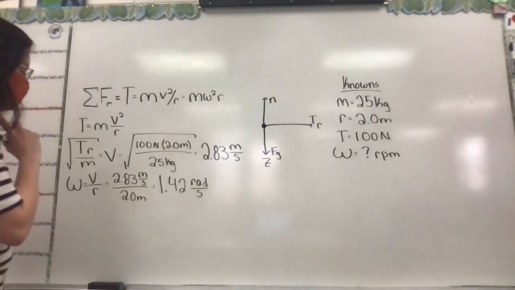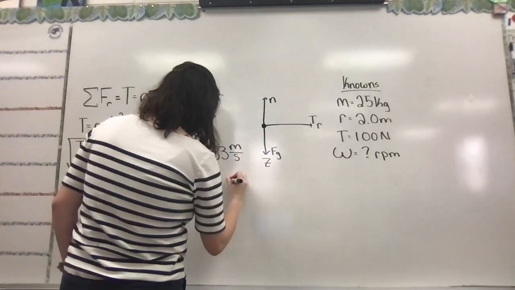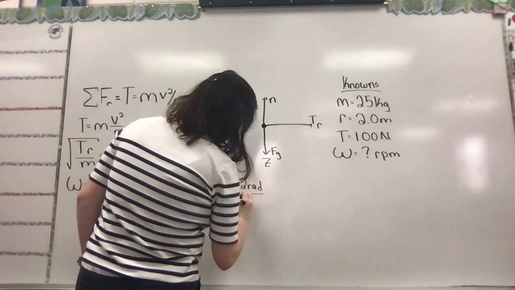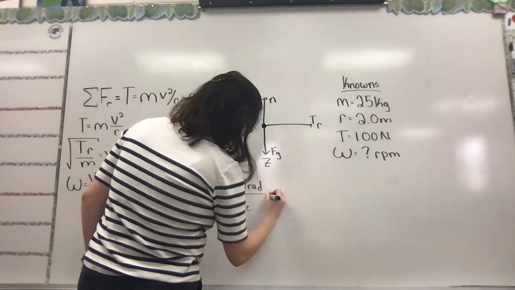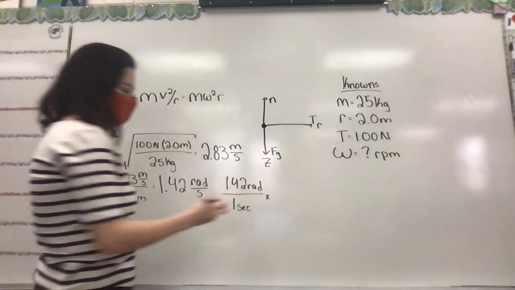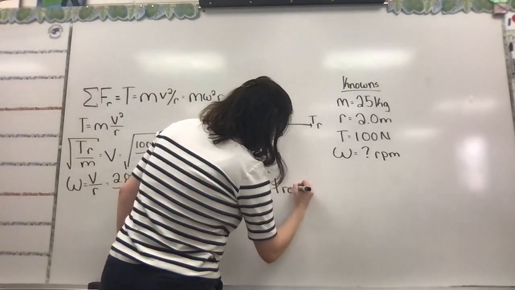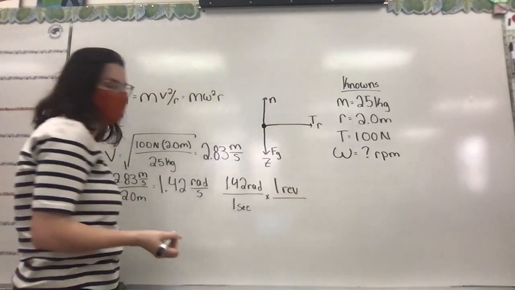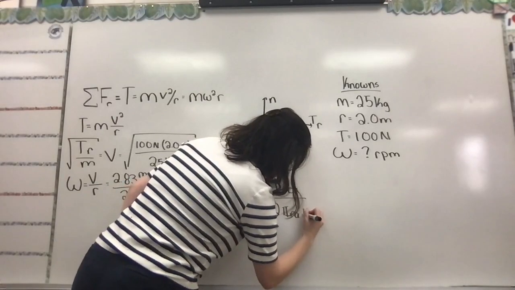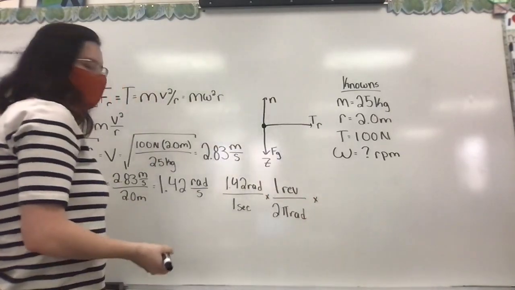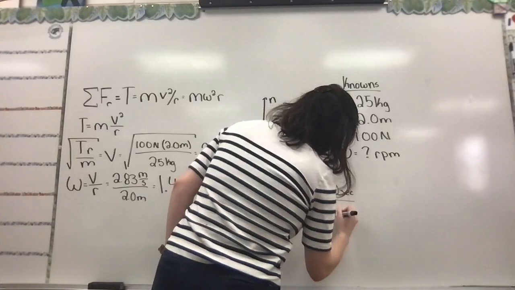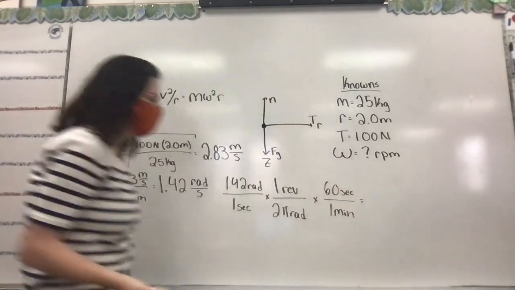So how I like to do it is I go 1.42 radians in 1 second, times, what do we want? Do we want revolutions per minute, right? So in 1 revolution of a circle, how many radians are in 1 revolution of a circle? 2 pi. And then how many seconds are in a minute? All right, tell me how many RPMs?